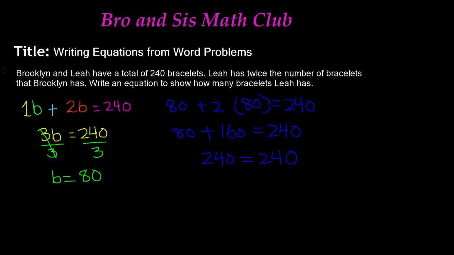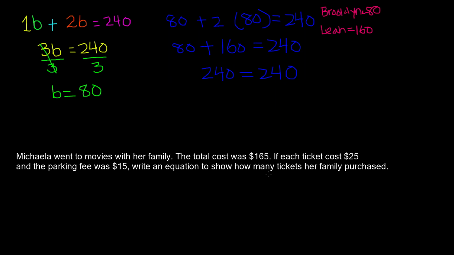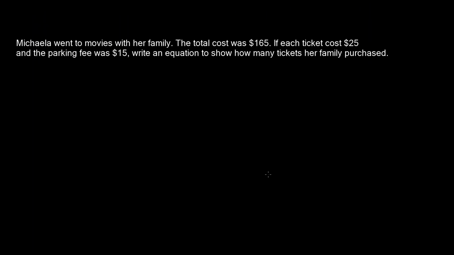So if we go ahead and write that to the side, we can write over here, Brooklyn has 80 bracelets, and then Leah has 160. Okay, so that's it for this word problem. Now let's move on down to our second word problem.